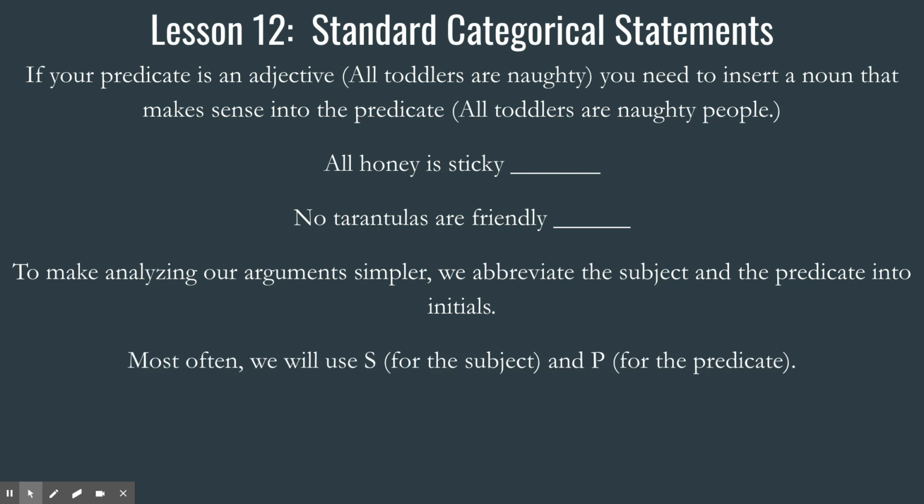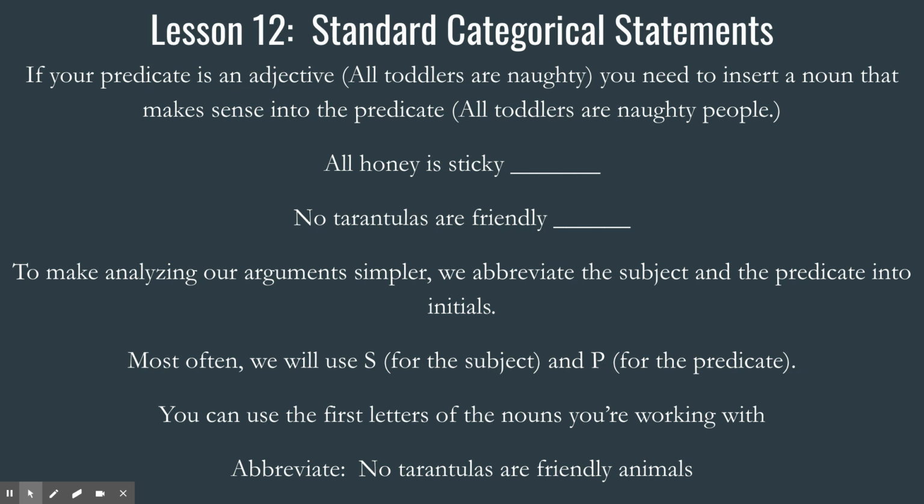So when we analyze our arguments to make it simple, we usually just use initials, and most often we're going to use S and P, as we've already said. But you can use the first letters of the nouns you're working with. So, for example, what would this sound like? No tarantulas are friendly animals. What would that sound like as an abbreviation? Sophie? No T are A. Yeah, you could say no T are A, or you could say no T are F. That's why we just usually are going to say S and P. No S are P. Okay?